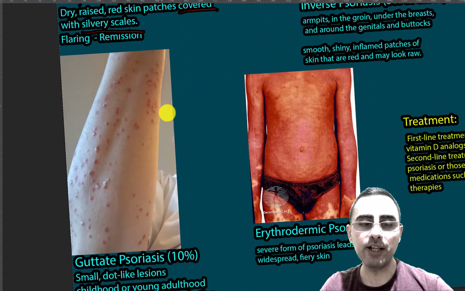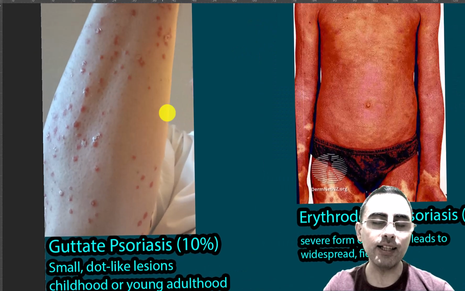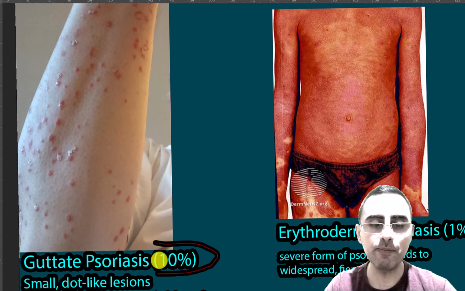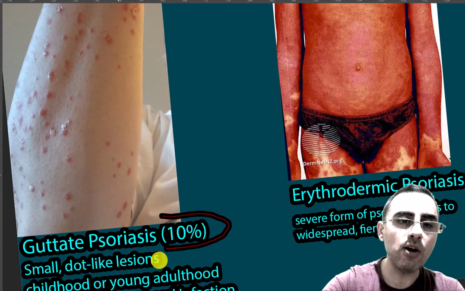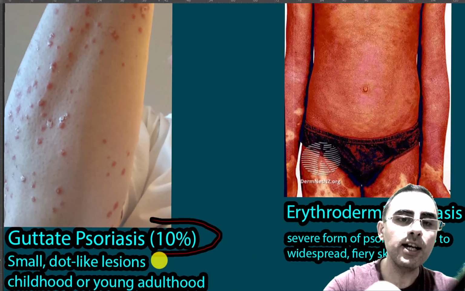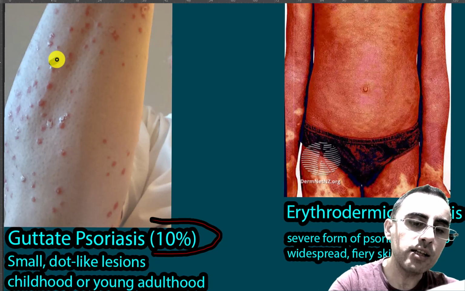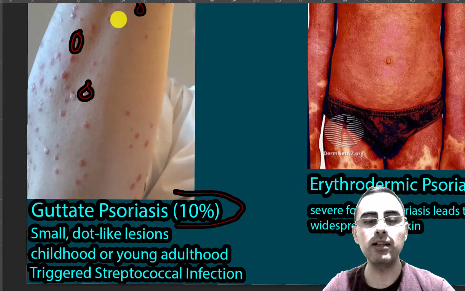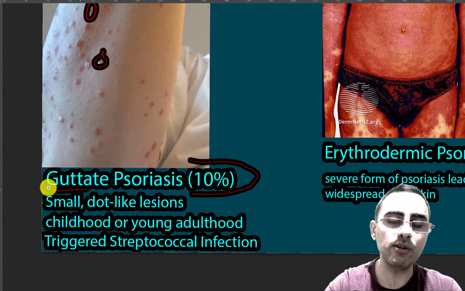Another type of psoriasis is guttate psoriasis. Guttate psoriasis accounts for around 10% of psoriasis cases. We can remember guttate psoriasis as it occurs usually among young adults, and it has drop shapes. The lesion shape looks like a drop. That's why it is called guttate psoriasis.